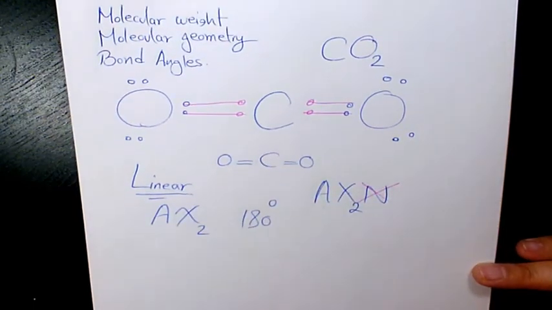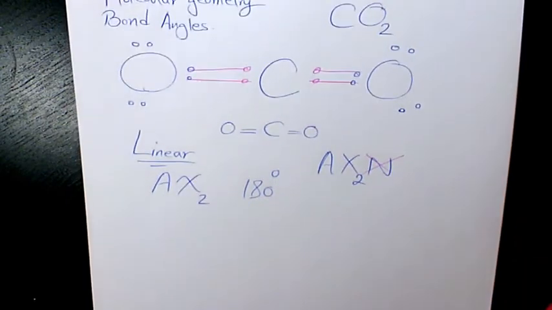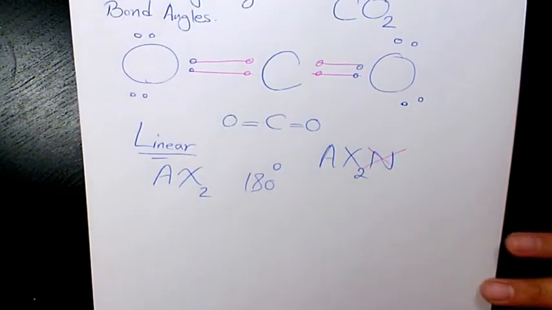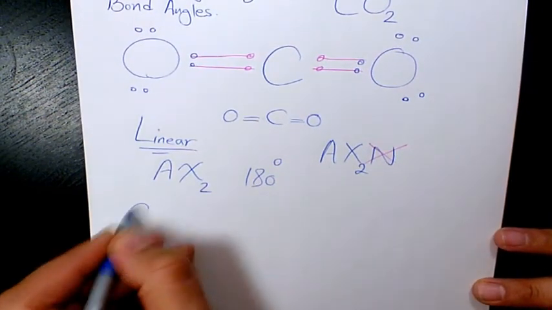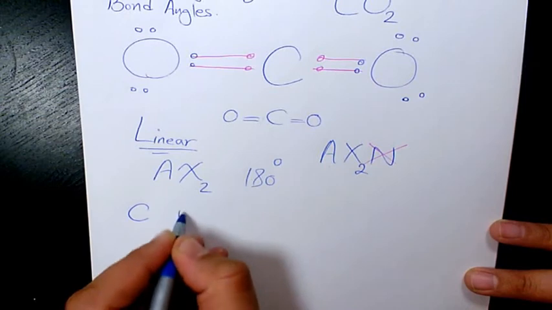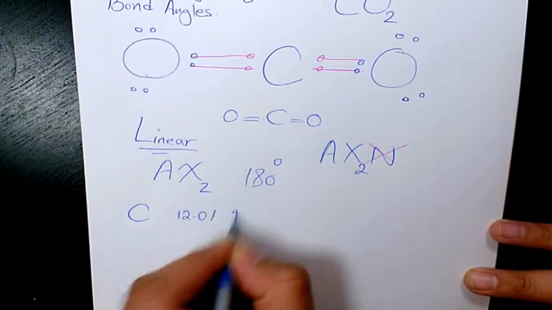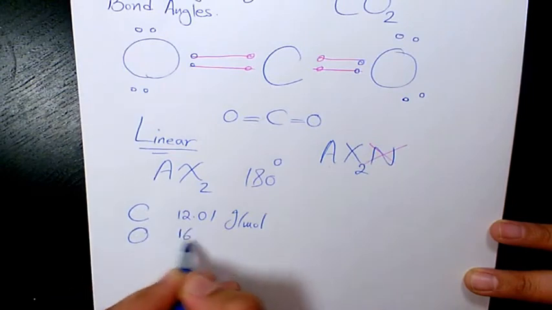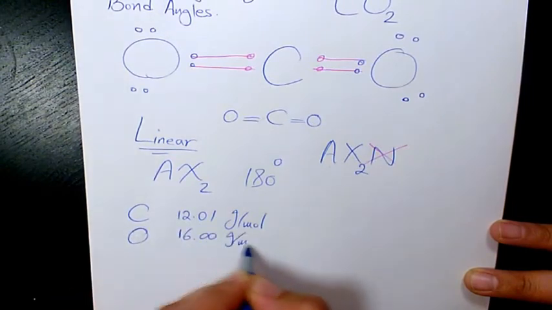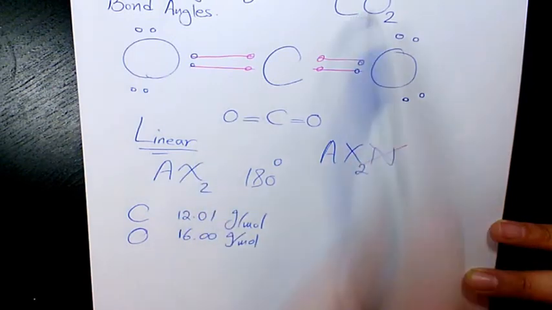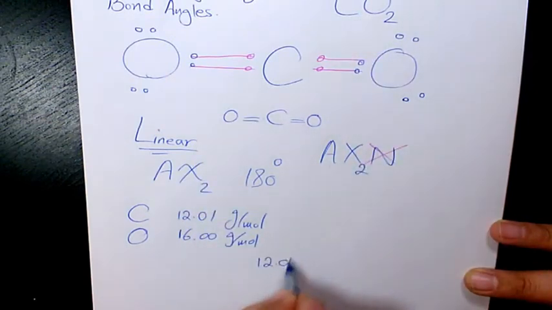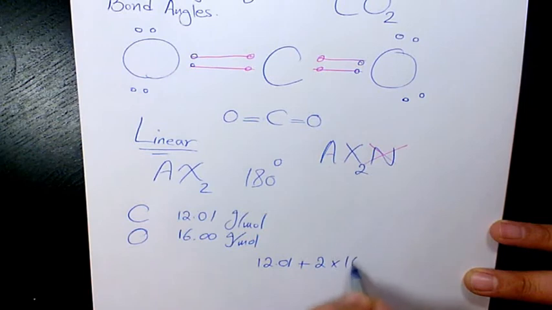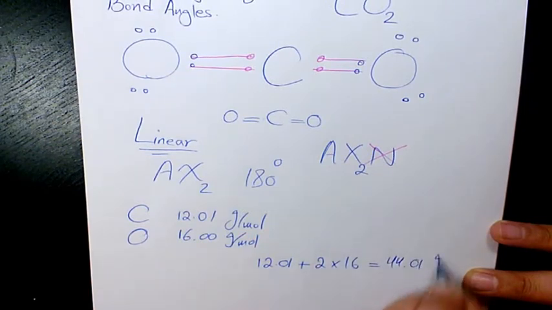How do we find the molecular weight? For finding the molecular weight, we need to find out the atomic mass of each of them. Carbon, if you use the periodic table, is 12.01 grams per mole. And oxygen is 16.00 grams per mole. So we have 2 of them. So it's going to be 12.01 plus 2 times 16. That's going to make it 44.01 grams per mole.